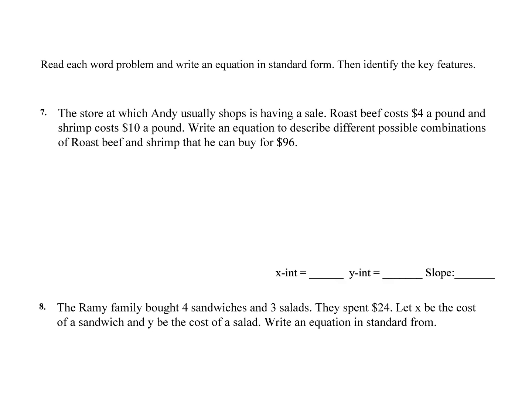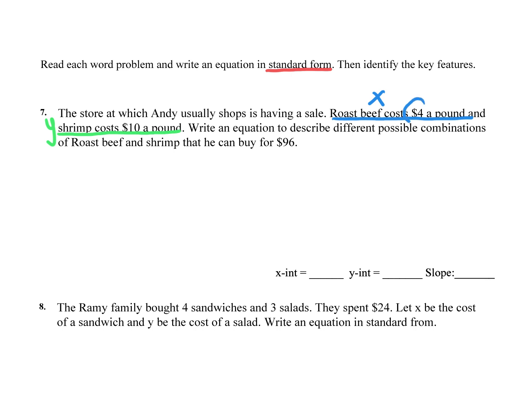So it says that we're going to write in standard form, and we're going to identify the key features. The store at which Andy usually shops is having a sale. Roast beef costs $4 a pound. Shrimp is $10 a pound. So I'm going to go over here. I'm going to let roast beef be X. I'm going to let shrimp be Y. Write an equation to describe the different possible combinations of roast beef and shrimp that can be bought for $96.